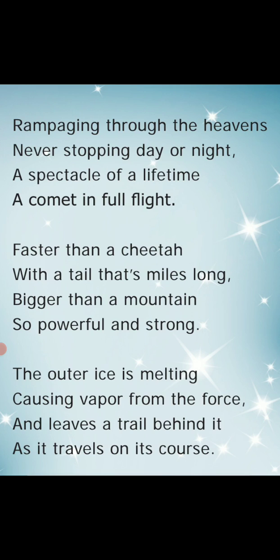Okay, children. Then second stanza. Faster than a cheetah, with a tail that is miles long, bigger than a mountain, so powerful and strong. Here, two comparisons are there. The poet compared the comet to a cheetah. You know cheetah? Yes, the fastest animal is the cheetah. Faster than a cheetah. So, the poet compares the speed of the comet to a cheetah. The poet is telling the comet is moving faster than the fastest land animal. Which is the fastest land animal? Cheetah. Faster than a cheetah it is moving, with a tail that is miles long.